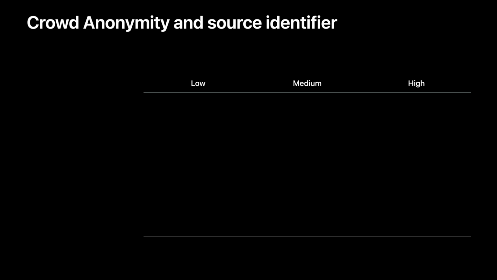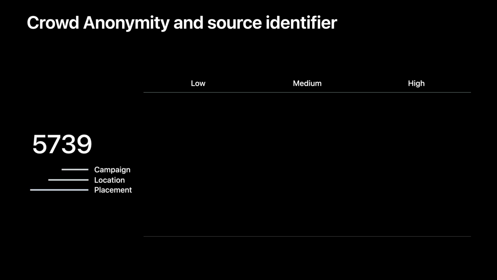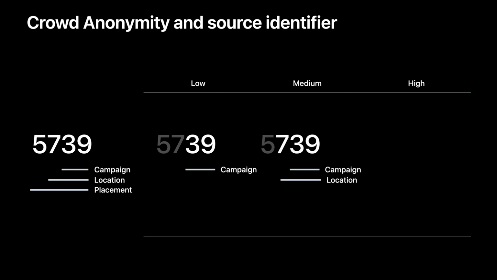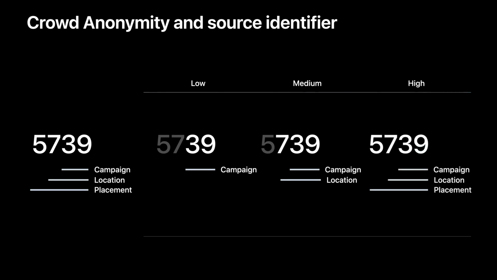Let's take a look at how crowd anonymity affects these new fields. Using our earlier example of 5739 as the source identifier, at the low end of crowd anonymity, you can expect to receive the 2-digit component of the source identifier, which in this case is 39. At the medium level, you can expect to receive the 3-digit component. And at the highest level, you can expect to receive the full 4-digit source identifier back. As the crowd anonymity level increases, more digits of the source identifier are sent back.